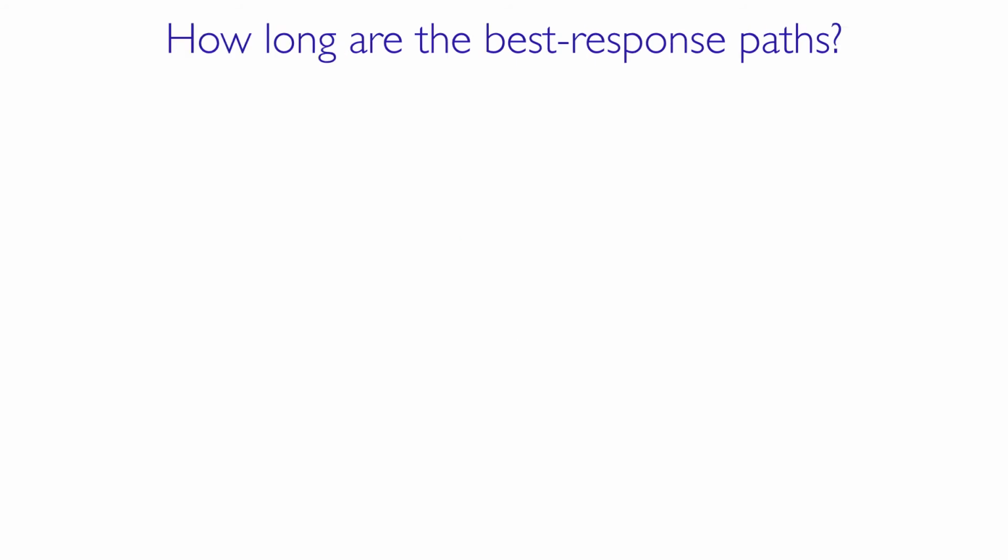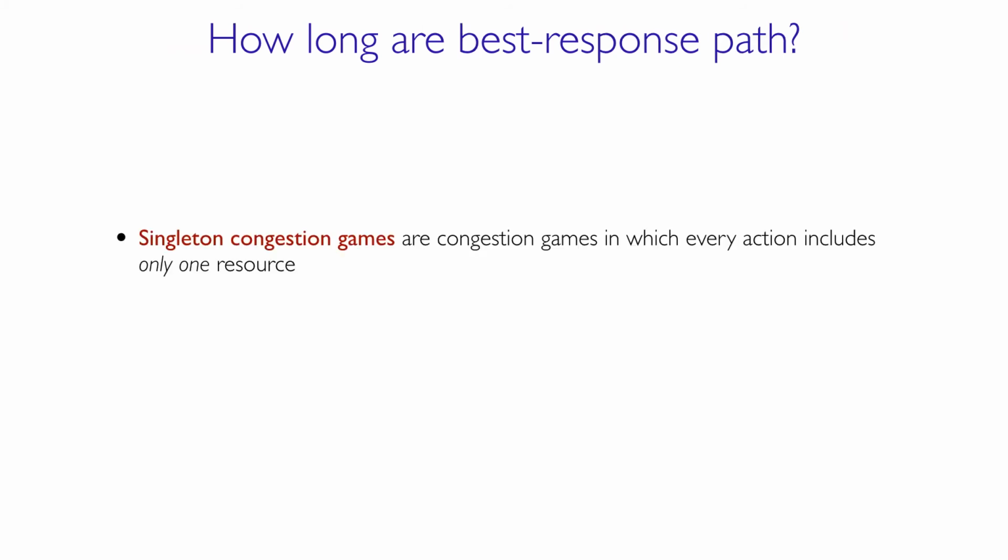Now, we pose an interesting question. How long are the best response paths? Obviously, we are interested in the worst case, that is, in the longest dynamics. The length depends on the number of resources, on the number of players, but more importantly, on the number of resources included in every action. We focus on the simplest case. That is, congestion games where every action includes only one resource. These games are called singleton.